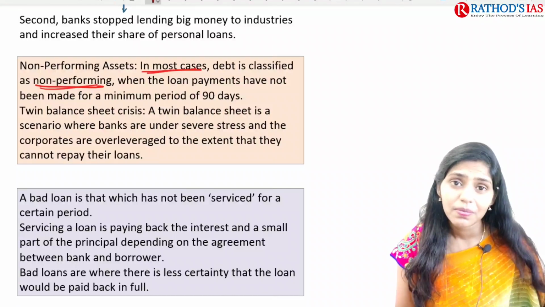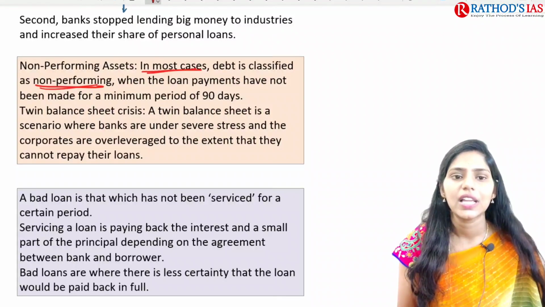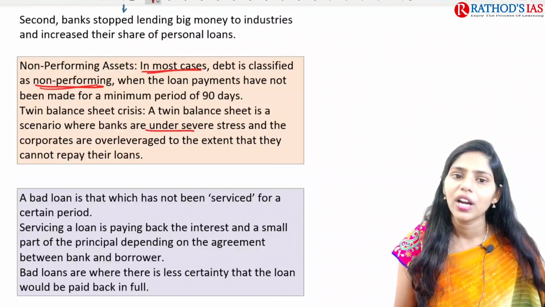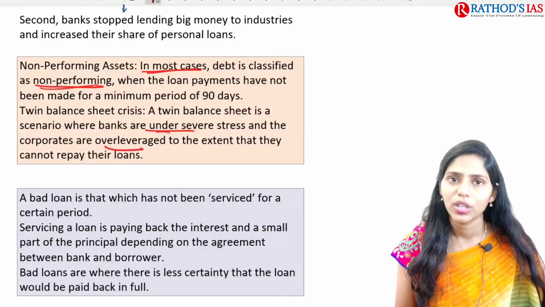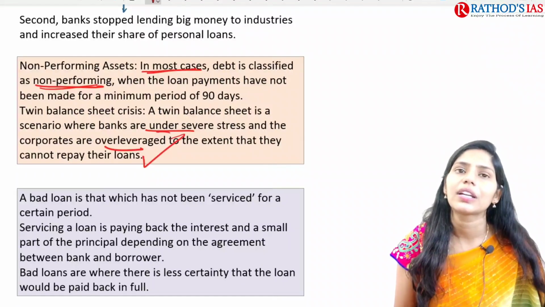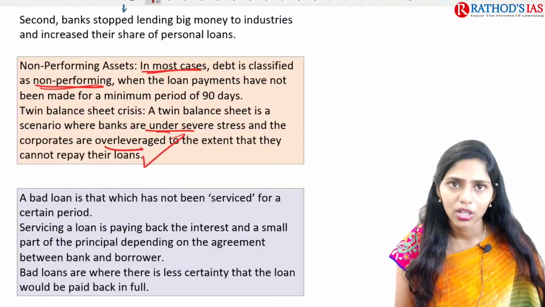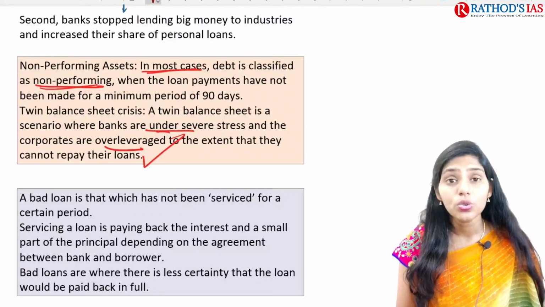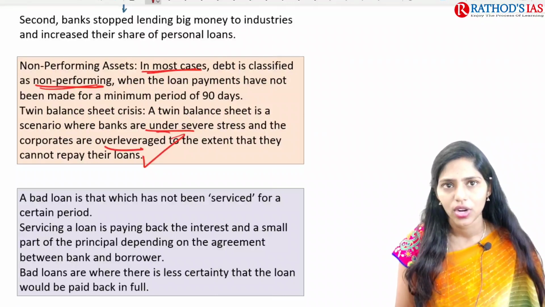And what is this twin balance sheet crisis? This twin balance sheet is a scenario where banks are under severe stress and the corporates are overleveraged to the extent that they cannot repay the loans. So here the people who took the loans are not in a situation to repay them. So this is called the twin balance sheet crisis.